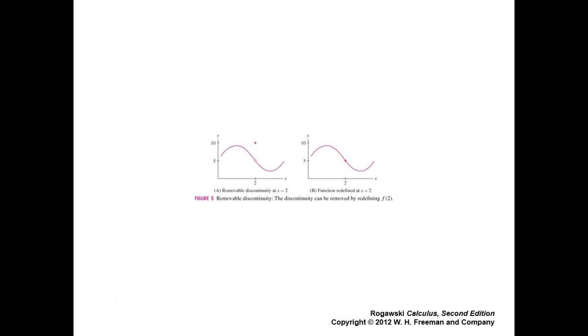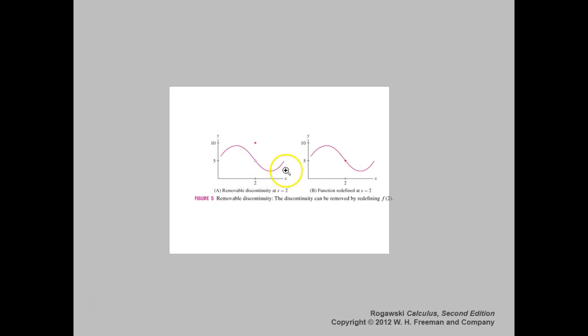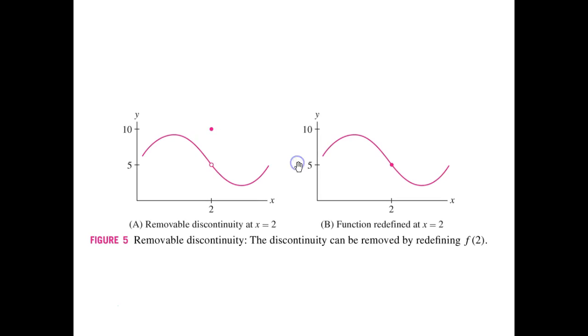The limit as x approaches 2 from the left is 5, from the right is 5. So the limit exists at x equal 2, right? But they're not the same value. The limit exists, the value of the function exists, but this doesn't equal the limit. If you move this down to here, now you have a continuous function. Sorry, I should have blown this up. This is not a continuous function, that one is.